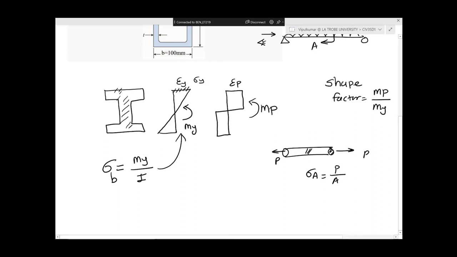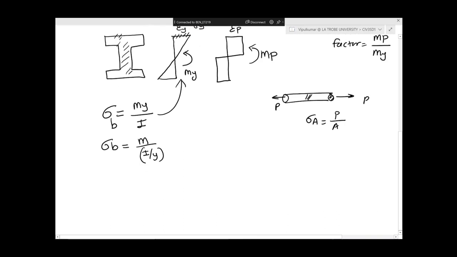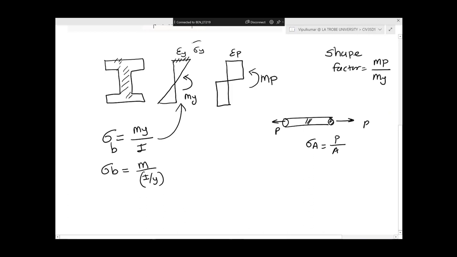So far, so good. So in that case, if I rearrange, bending stress is equal to M over I over y. Can I write it like that, right? I just put that y down. Everyone okay? So just put that y underneath, same thing. There's nothing changed.